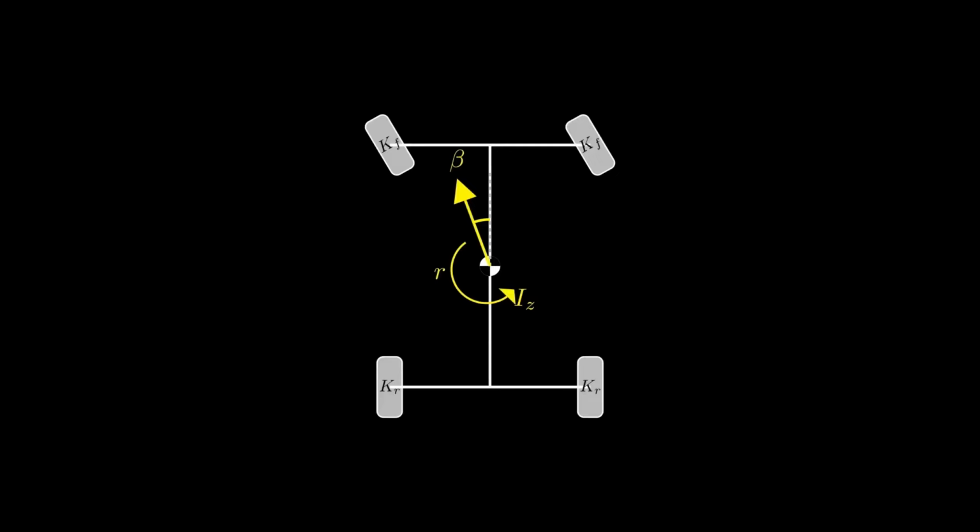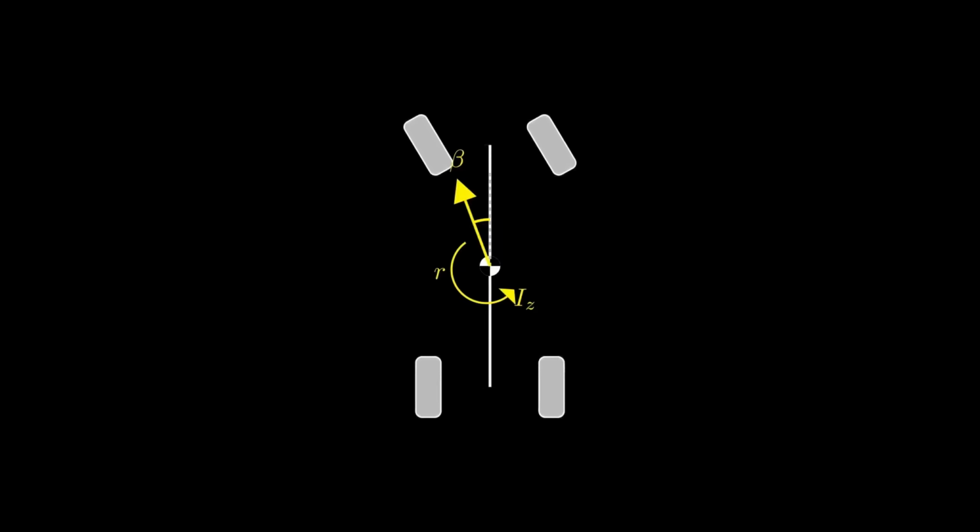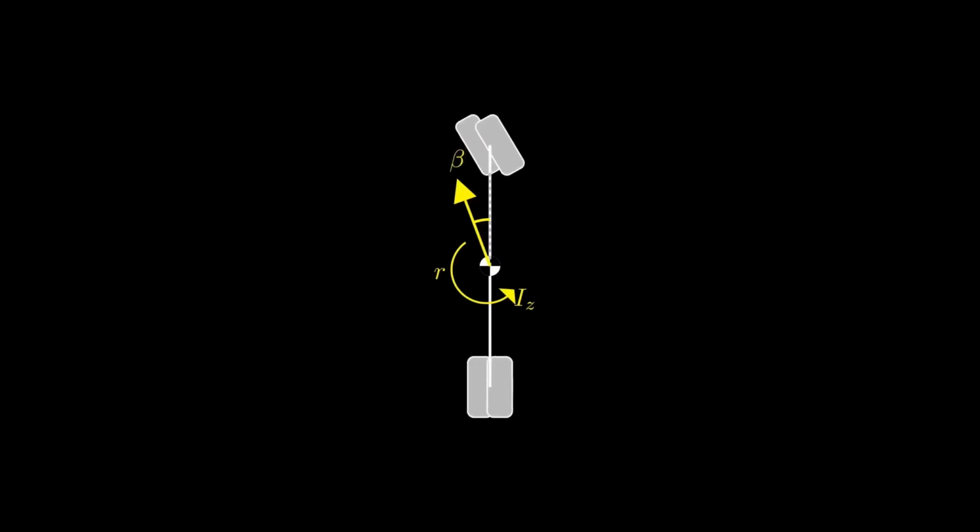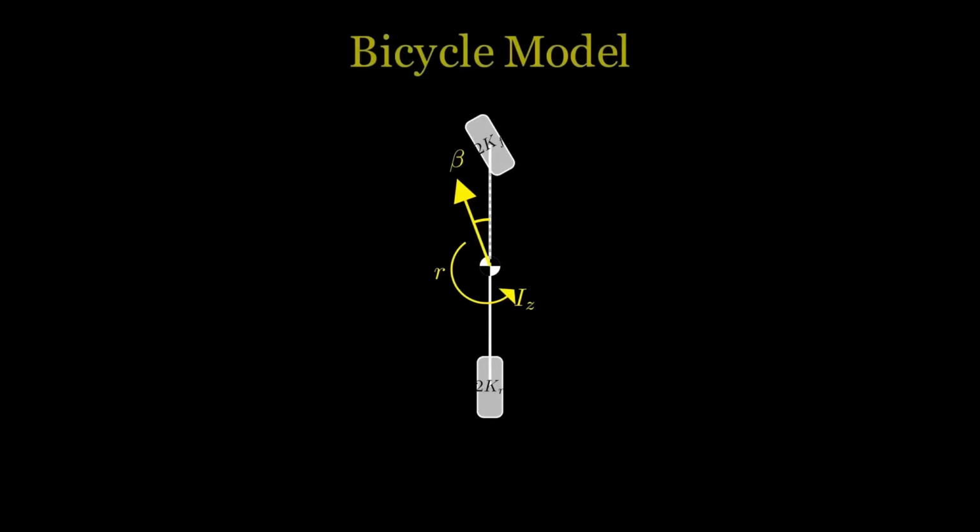We keep the Cg positions unchanged, but we merge the left and right wheels together. Consequently, the front and rear cornering stiffness become 2 times Kf and 2 times Kr. All other parameters remain the same. This transformation turns the 4-wheel model into a 2-wheel model. Since it resembles a bicycle, it is formally known as the 2 degree of freedom bicycle model.